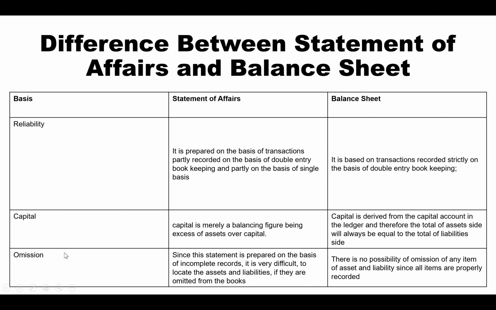Then you have the basis of omissions, where, since the statement is prepared on the basis of incomplete records, it is very difficult to locate assets and liabilities if they are omitted from the books, especially on the statement of affairs. But on the balance sheet, there is no possibility of omission of any item of assets and liabilities, since all the items are properly recorded.